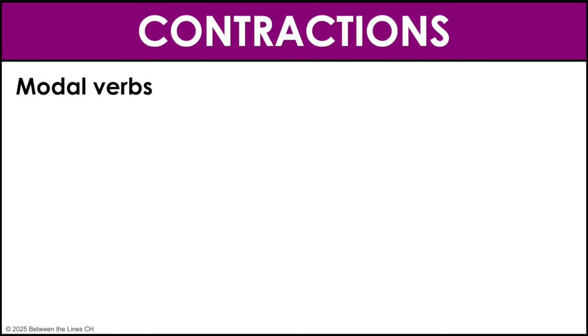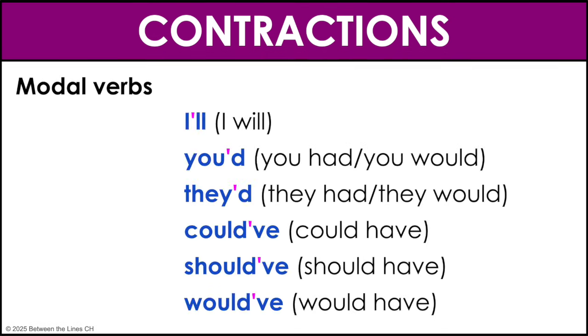And finally, modal verbs. I'll, which is I will. You'd, which is you had or you would. They'd, which is they had or they would. Could've, which is could have. Should've, which is should have. Would've, which is would have. Notice the pattern. The apostrophe always goes where letters have been removed.